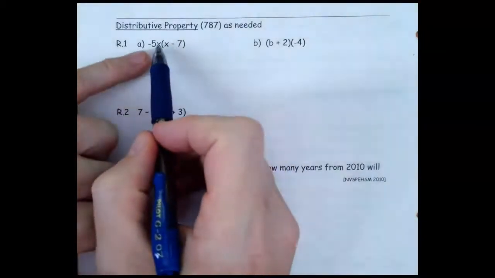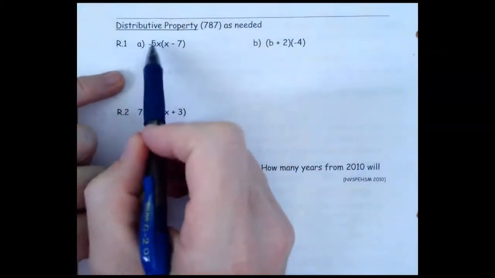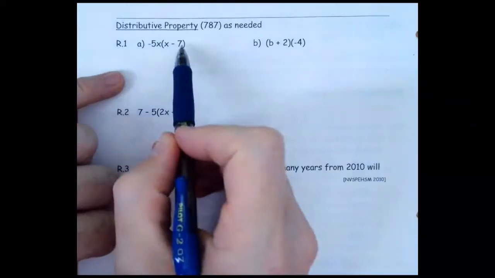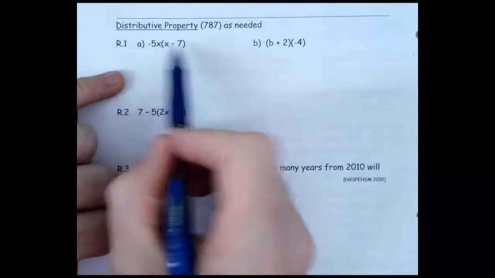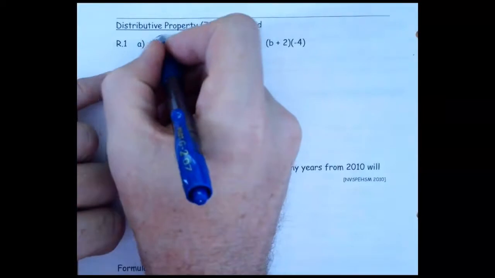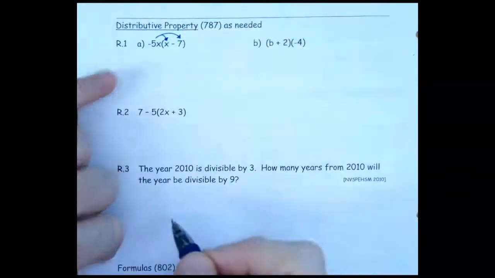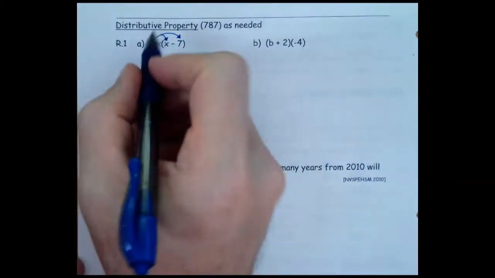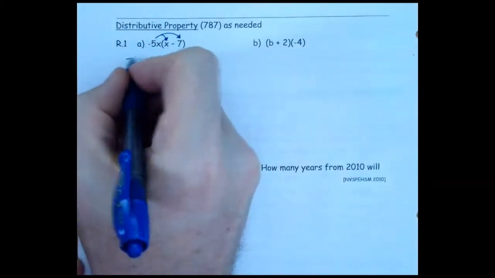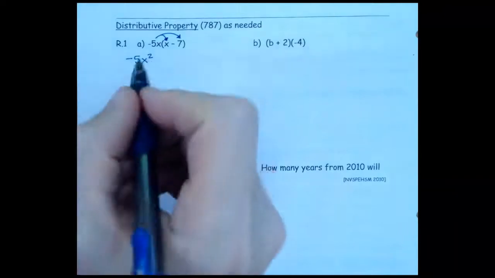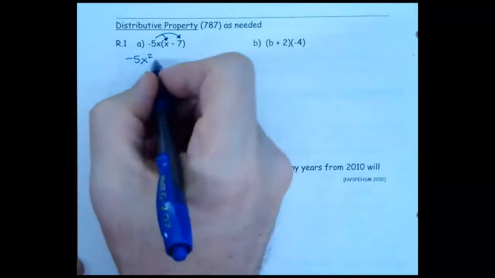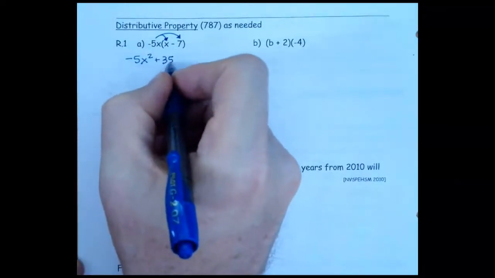So distributive property is when we're multiplying one thing by more than one thing. So we're multiplying this times both of these things. Now most students are pretty good at the distributive property. So we're going to multiply that times both of those. So we have a negative 5x times x. That's going to be negative 5x squared. And then this times this is going to be 35x.